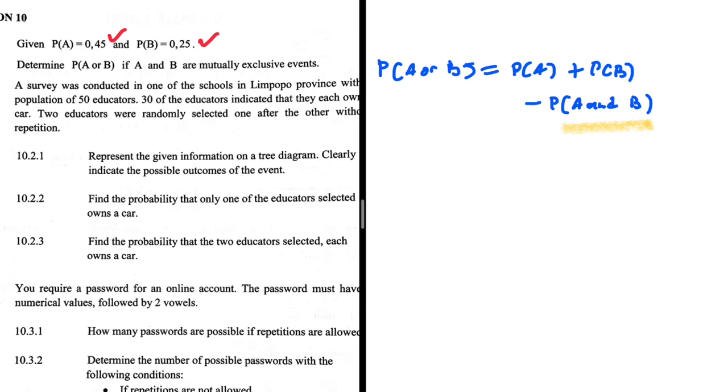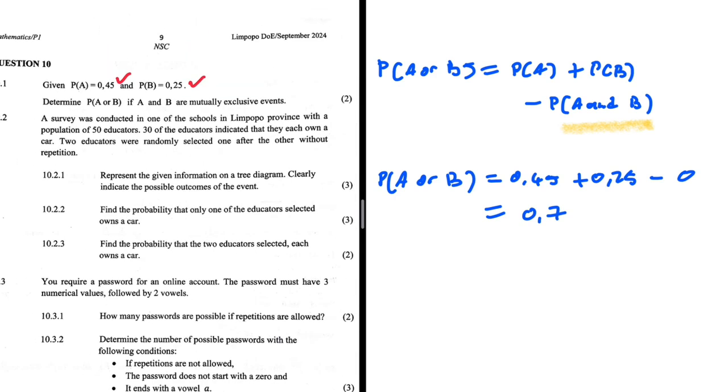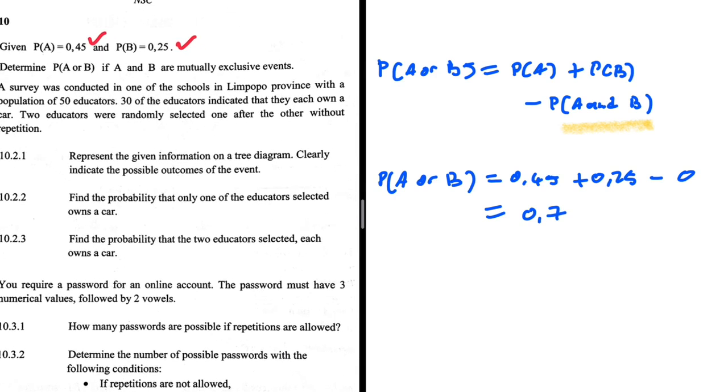For instance, the probability that it will rain and the probability that it will not rain, those two events, they cannot occur at the same time, right? It cannot rain and not rain at the same time. So the probability of A or B, because they're mutually exclusive, will be equal to 0.45 plus 0.25 minus 0, which will give us 0.7. So that is the probability of A or B, given that they are mutually exclusive.